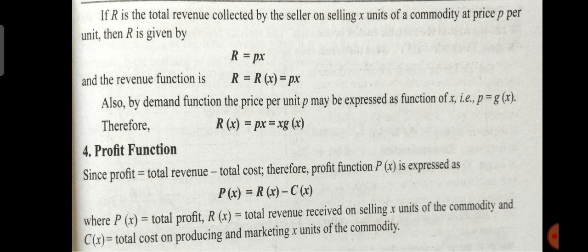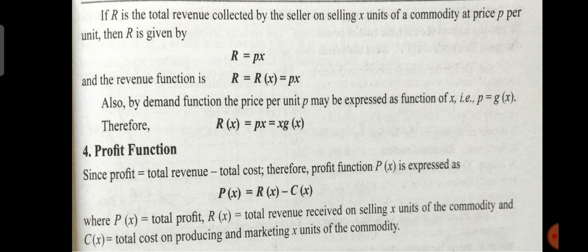Okay, if R is the total revenue collected by the seller on selling X units of a commodity, and P is the price per unit, then R is P into X. P is the price per unit and X is the number of units of the commodity sold. So the revenue function is R equal to R of X. A function should always have a variable there. So R of X is Px.